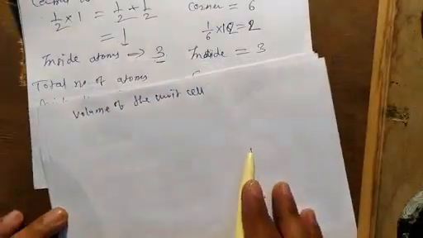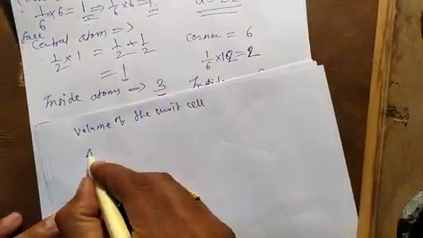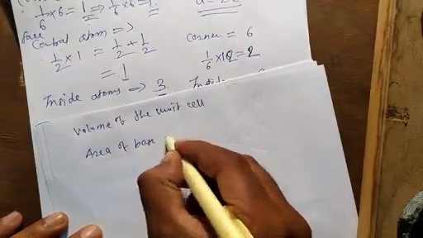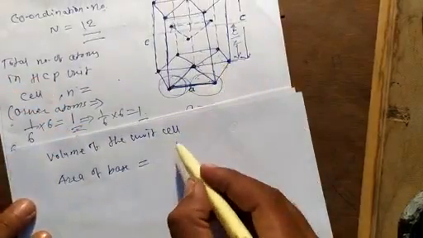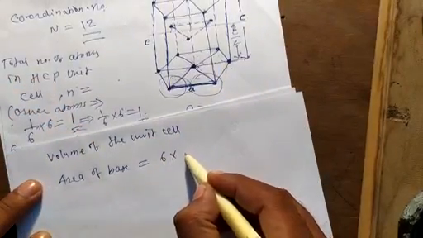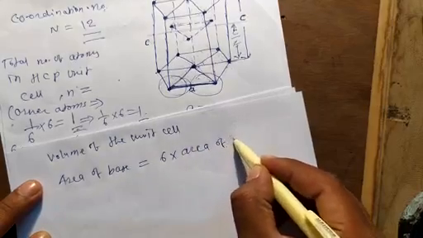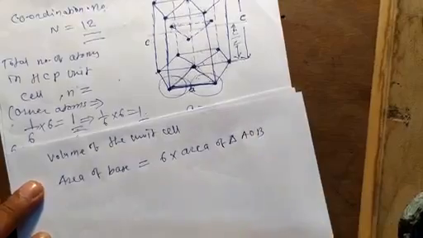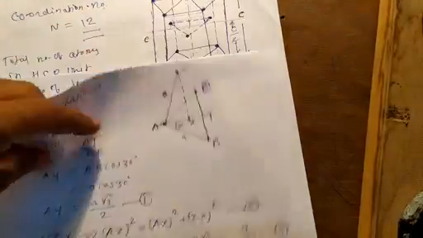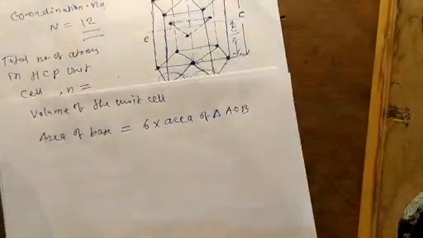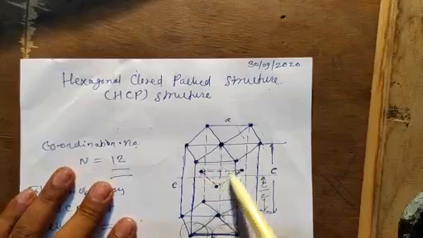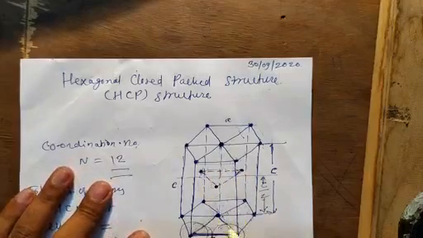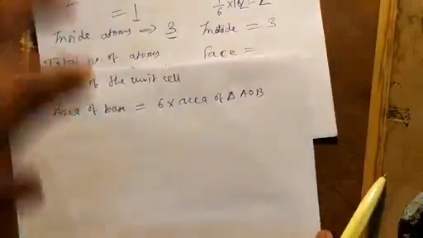Now to find out the area of the base, you have to just find out the area of one triangle. Therefore the area of this base must be equal to 6 times the area of triangle AOB. This is triangle AOB, because we have considered this triangle, and in this unit cell the area of this triangle is equal to this triangle. Therefore we have to find out just the area of this triangle AOB.